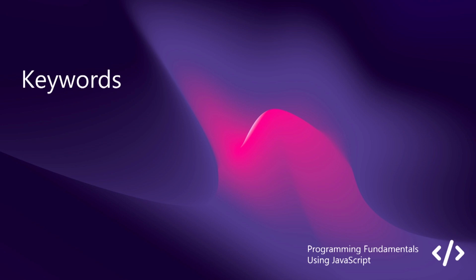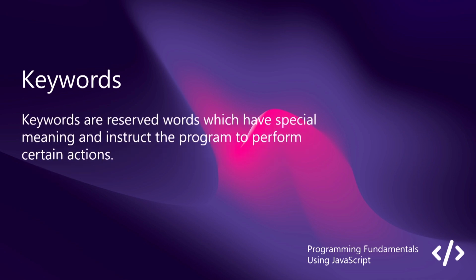So in our last video, we did talk about variables, and we mentioned that there are certain rules for creating variables, and one of them is that you can't use a keyword as your variable name. And I just want to touch briefly on keywords. Keywords are reserved words which have special meaning, and they instruct the program to perform certain actions.